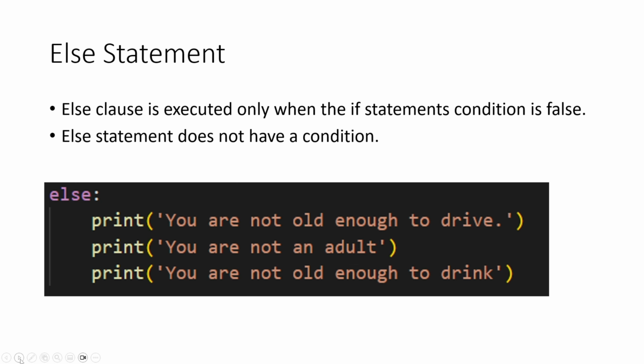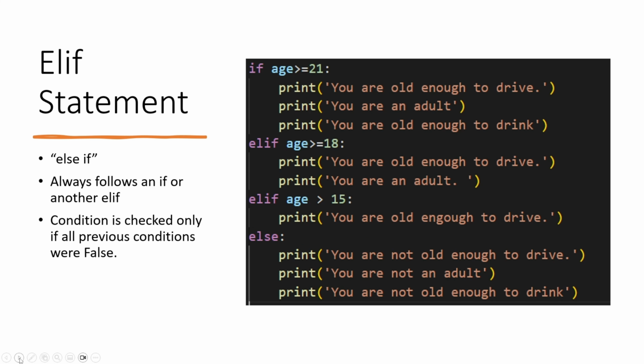The else statement, the else clause, is executed only if the if statement's condition is false. Else statements do not have a condition. The elif statement always follows an if or another elif, and this condition is checked only if all previous conditions were false. So in this example, if age is greater than or equal to 21, if this is met, then these two code blocks are ignored. If this is false, and if the elif age is greater than 18 is false, then this one will execute.